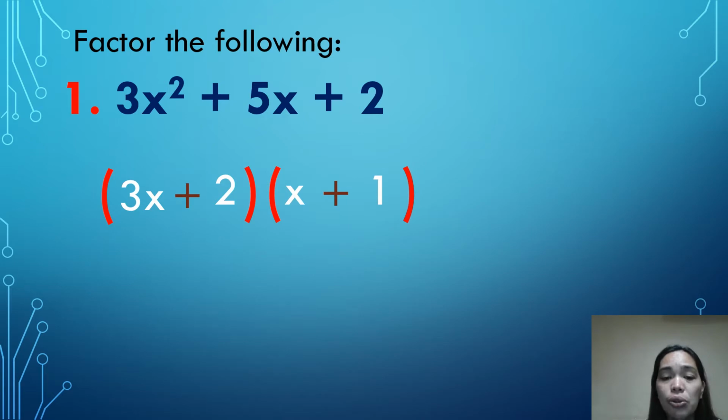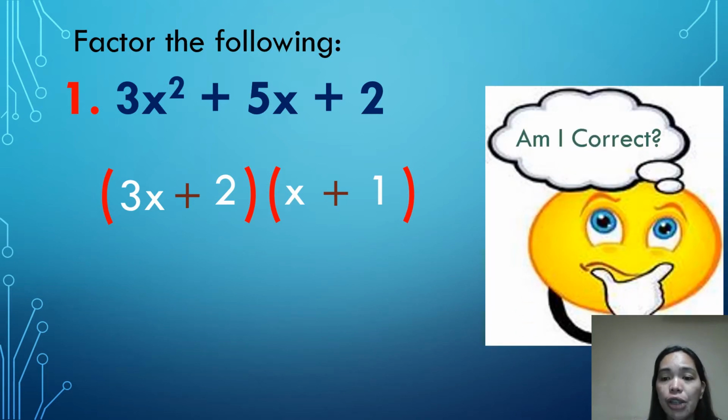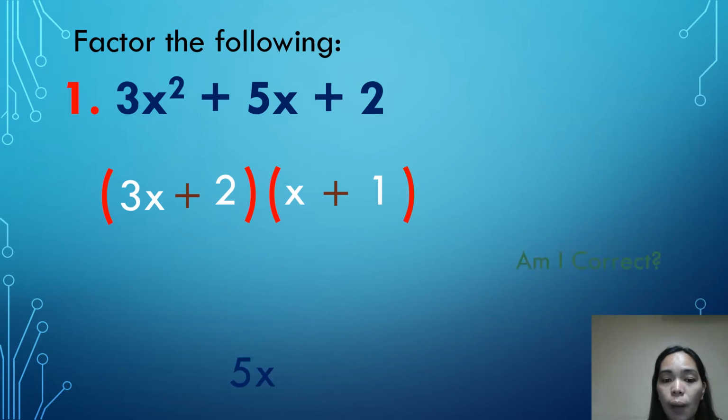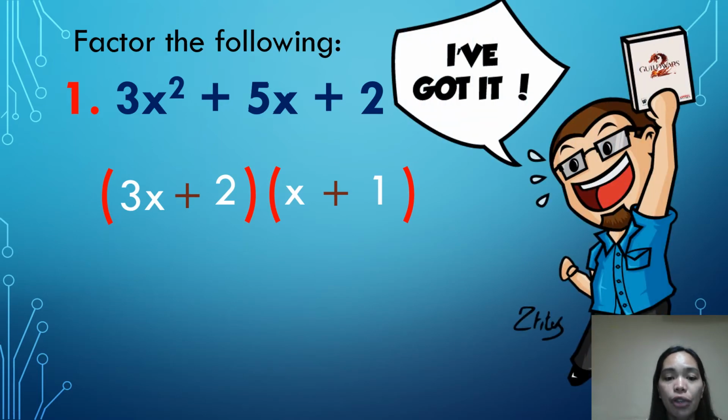How are we going to check if our first trial is correct? Let us first get the product of the inner term and that gives us 2x. The outer term is 3x and get their sum. The sum of 2x and 3x is 5x, and that is equal to our middle term, which means that our first trial is correct.